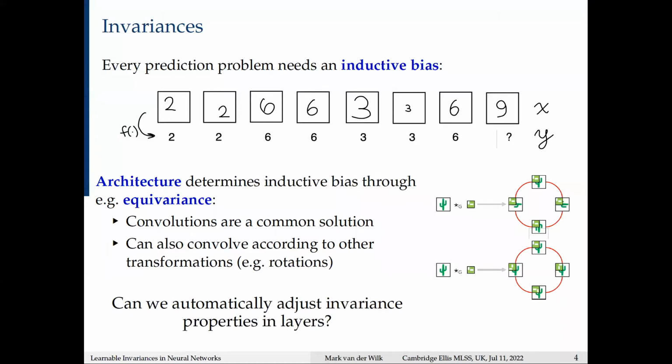Now, the examples of our research that I'm going to show today try to answer the question of how we automatically adjust invariance properties in layers, right? So this is an example of automatically adjusting an inductive bias in a neural network.